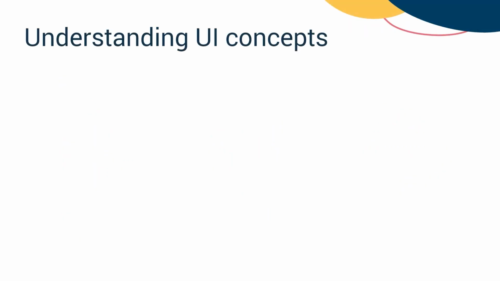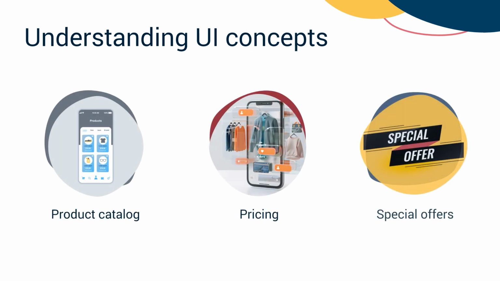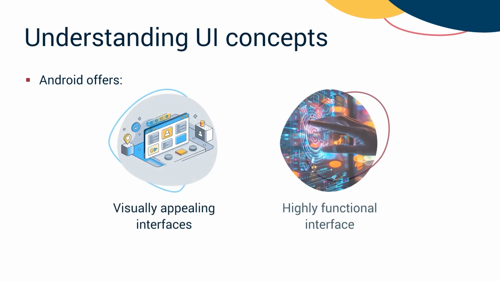Now, imagine using another retail app for a global store featuring an intuitive UI that displays a product catalog, pricing, and special offers. From basic buttons and text fields to navigation drawers and custom views, Android offers various UI components that create visually appealing and highly functional user interfaces. Understanding UI components and concepts is crucial for developing top-notch Android apps.